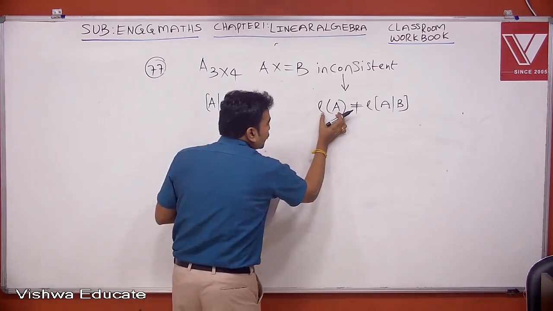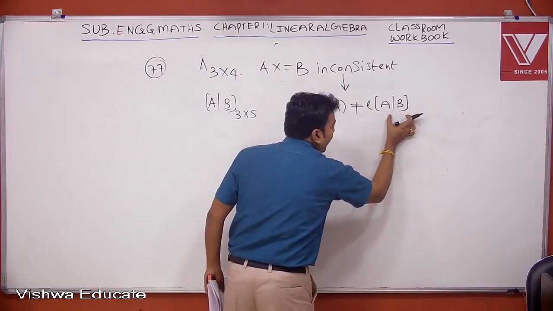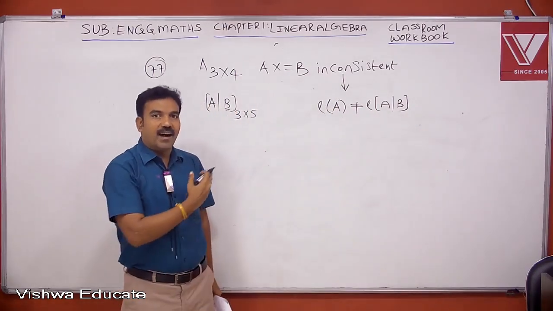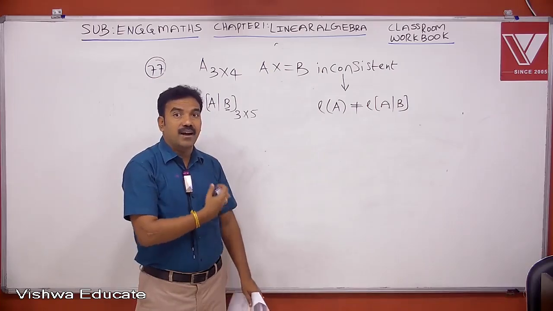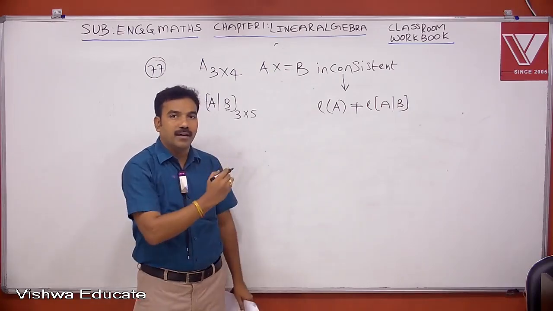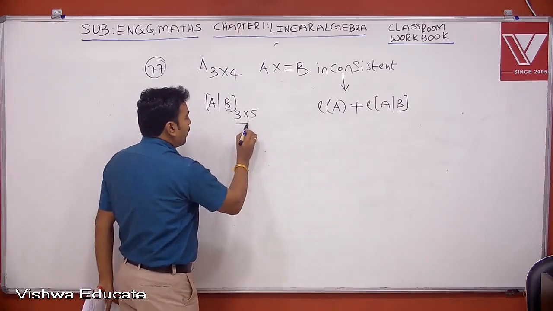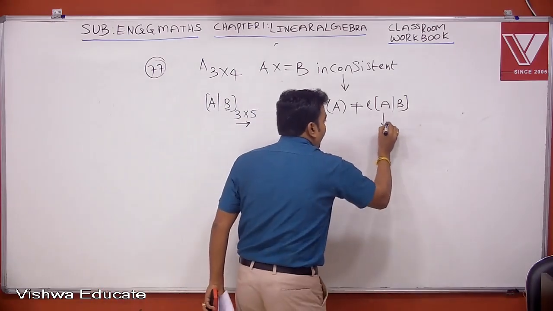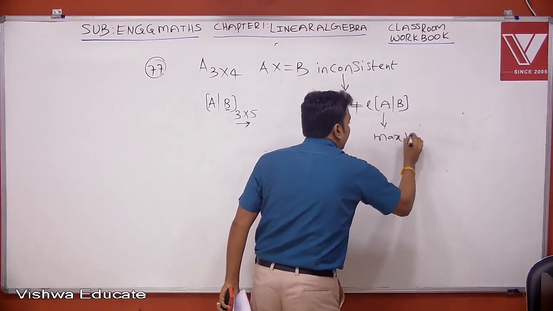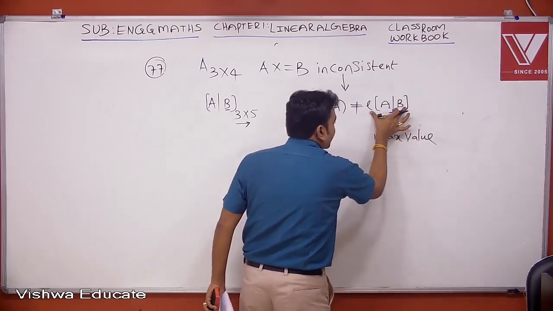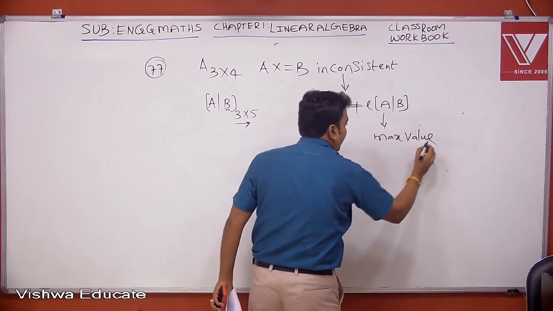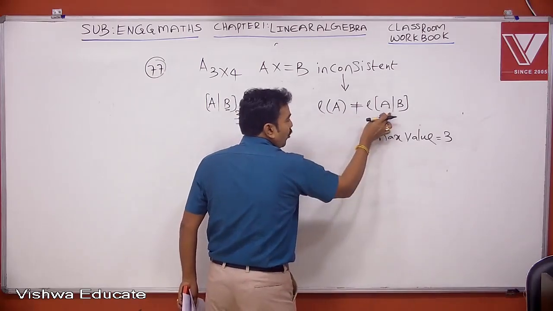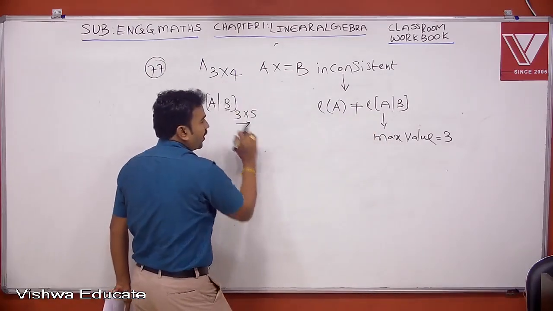Now, to get the highest rank for A, let us assign the highest possible rank to the augmented matrix. When you take a 3 by 4 matrix, the maximum rank will be 3, so the maximum rank of the augmented matrix is 3. So here rank of A should not be 3. Anyhow, A is a 3 by 4 matrix.